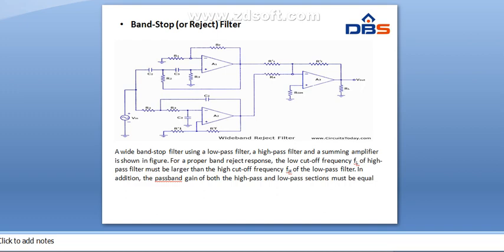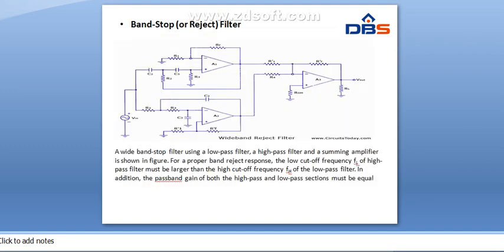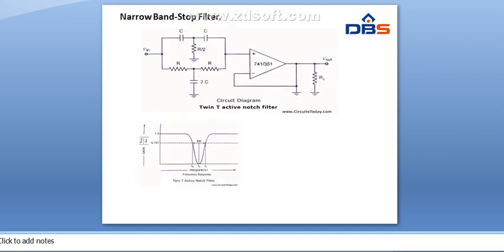So see the circuit diagram of band stop filter. It consists of low pass filter, high pass filter and a summing amplifier. So see the circuit diagram of narrow band stop filter. This one is wide band stop filter and this one is narrow band stop filter.